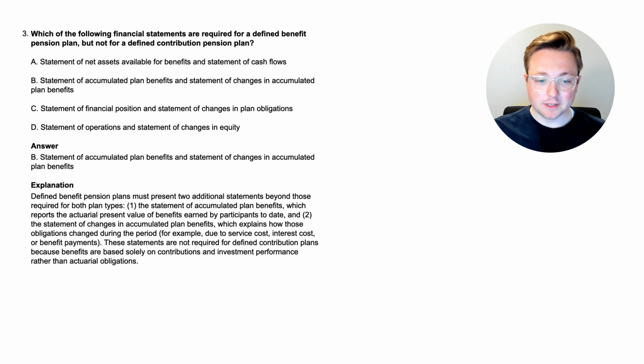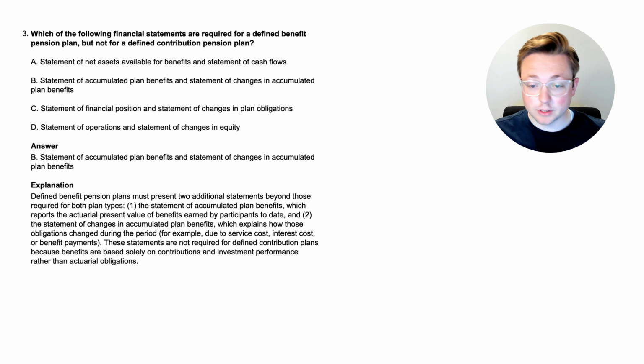Okay, here we are. The answer is B, statement of accumulated plan benefits and statement of changes in accumulated plan benefits. So these are the 2 financial statements that are required in addition to the ones we've previously talked about for defined benefit pension plans, but they're not required for defined contribution pension plans. Defined benefit pension plans must present 2 additional statements beyond those required for both plan types. 1, the statement of accumulated plan benefits, which reports the actuarial present value of benefits earned by participants to date. And 2, the statement of changes in accumulated plan benefits, which explains how those obligations changed during the period.